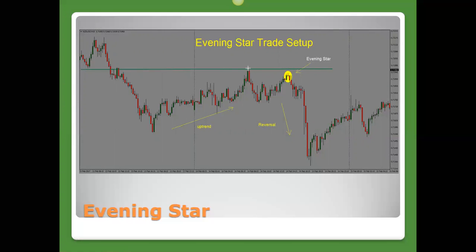Our stop, I would put above the high here. So here's where our stop would go, and we can enter the trade. This is what I was talking about, pullback. You can take a 50% pullback, or just enter at the bottom of the candle here, and we are looking to go to the next support or resistance area.